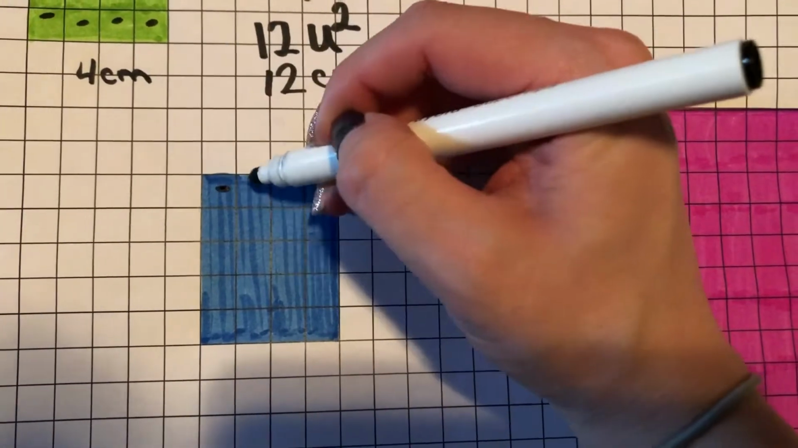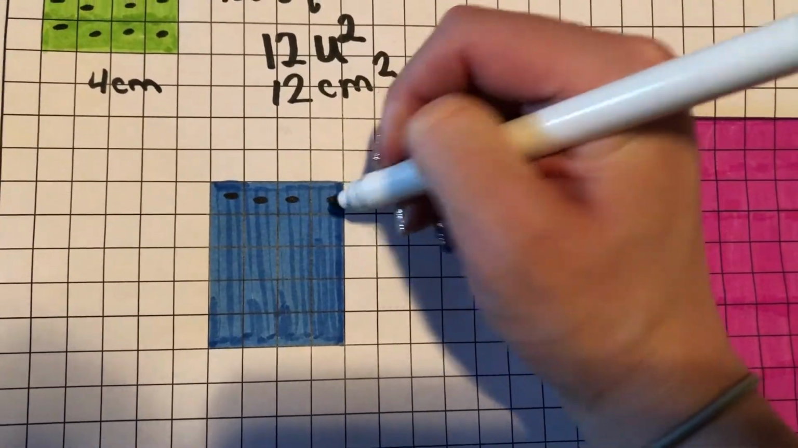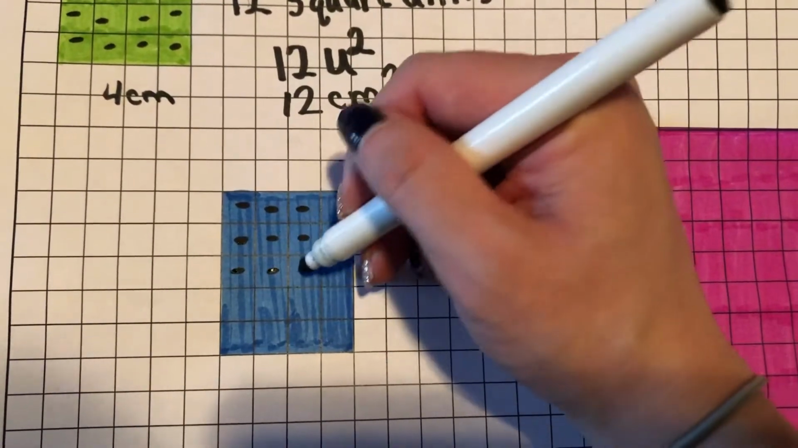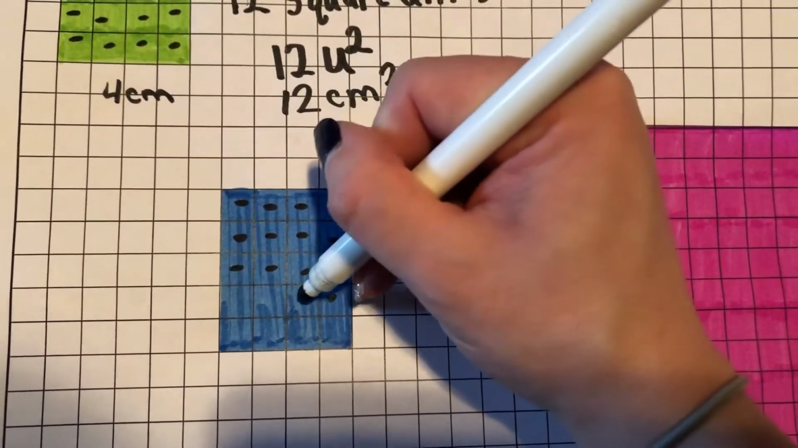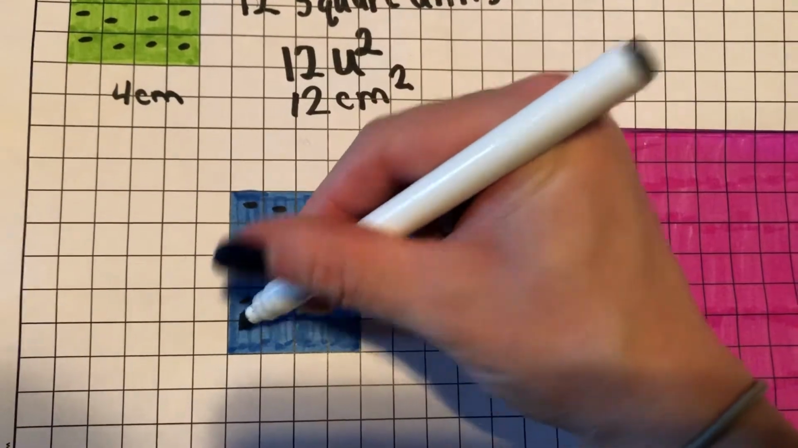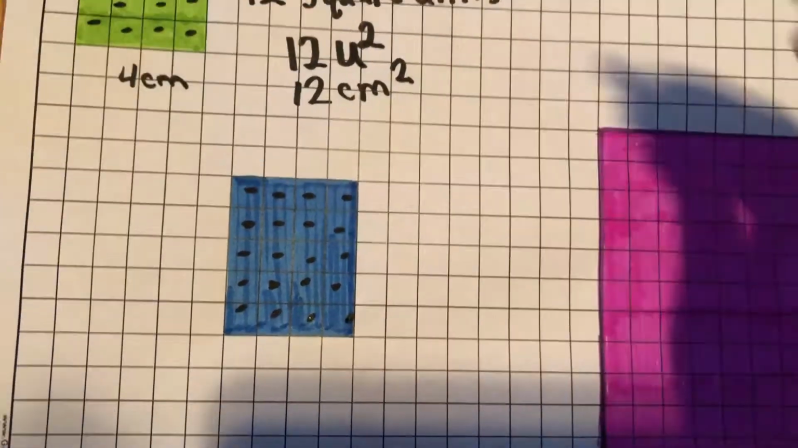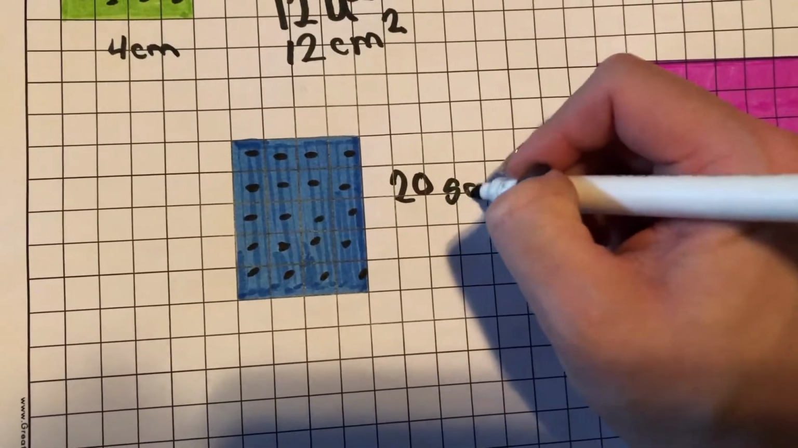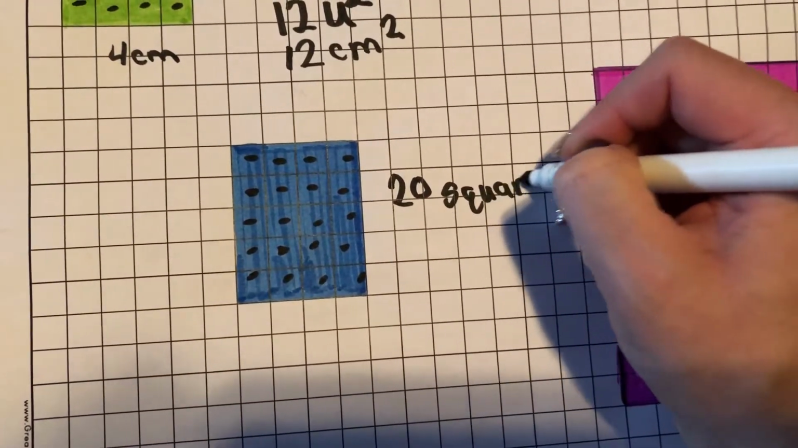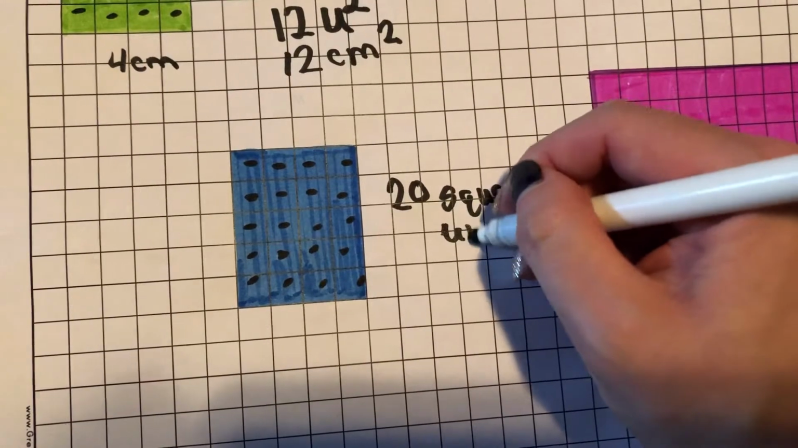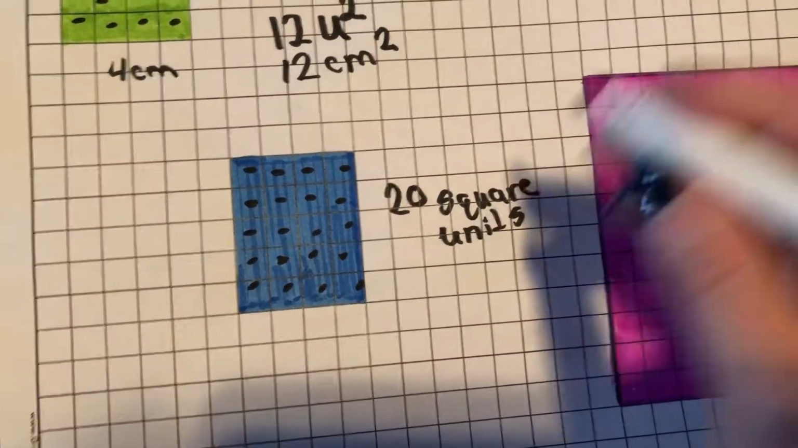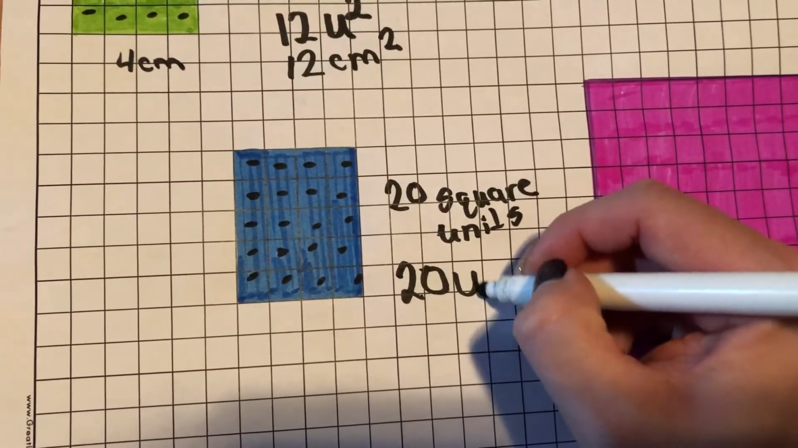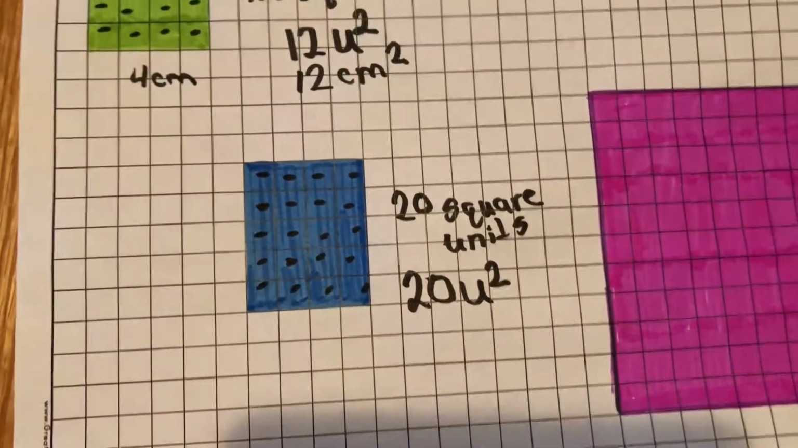So we've got 1, 2, 3, 4, 5, 6, 7, 8, 9, 10, 11, 12, 13, 14, 15, 16, 17, 18, 19, 20. So this one is 20 square units, or the faster way to write it, 20 units squared.